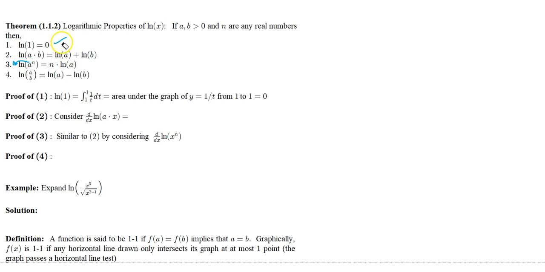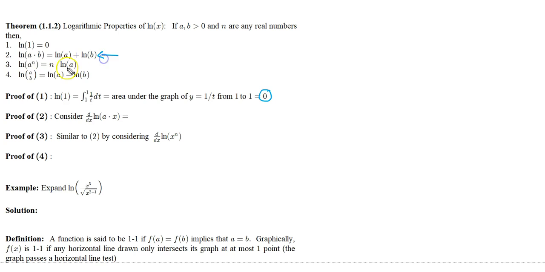And let's take a look at a proof of a few of these. So number 1 is actually pretty easy. The natural log of 1 is defined to be the integral from 1 to 1 of 1 over t dt. So that's actually the area underneath the graph of 1 over t from 1 to 1. Well, the area underneath a straight line, that's basically going to be a straight line, is equal to 0. And you could actually see that if you recall the graph of the natural logarithm. Remember how it crossed the x-axis at x equaling 1.